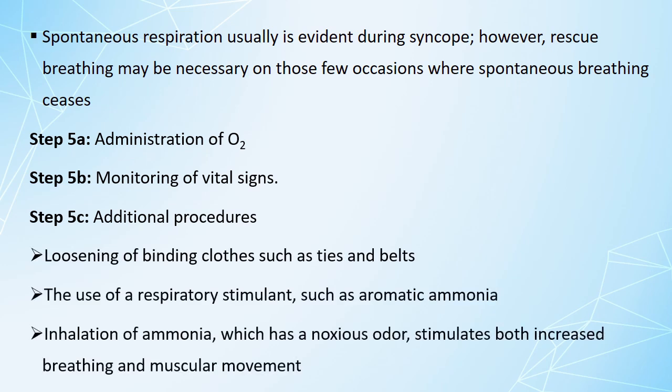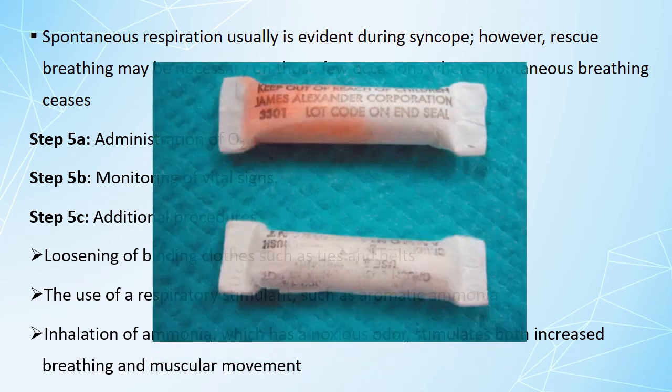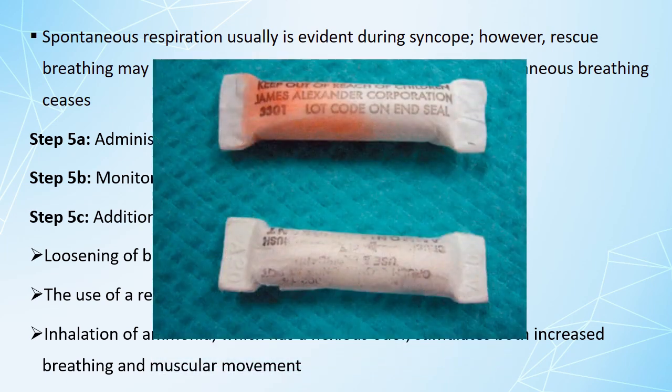Then use of a respiratory stimulant like aromatic ammonia needs to be done. It acts by irritating the mucous membrane of the upper respiratory tract, and thereby stimulates the respiratory and vasomotor centers of the medulla, and in turn it increases respiration and BP. It also helps in the initiation of movement of arms and legs, which in turn increases blood flow and BP, especially in patients who have been positioned correctly. So this is aromatic ammonia. It needs to be crushed between the fingers and then placed in front of the nose of the patient.